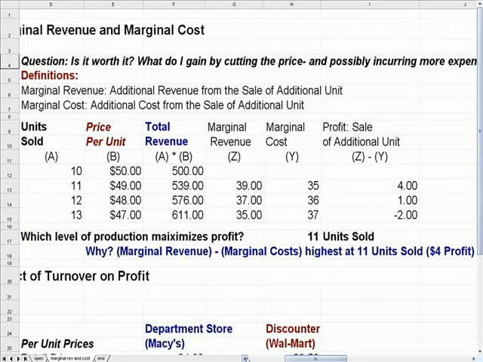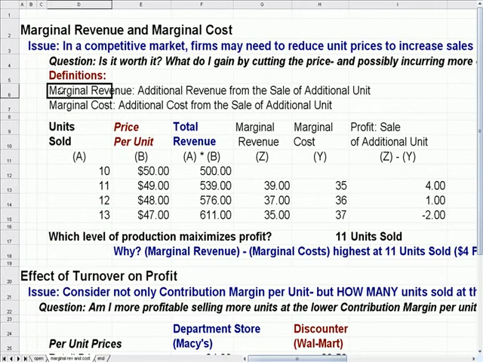So let's go with some definitions first of all. Marginal revenue, the additional revenue from selling one additional unit. Marginal cost, the additional cost from selling one additional unit. And so, I have a template here, and it's an easy thing to set up to understand this concept.